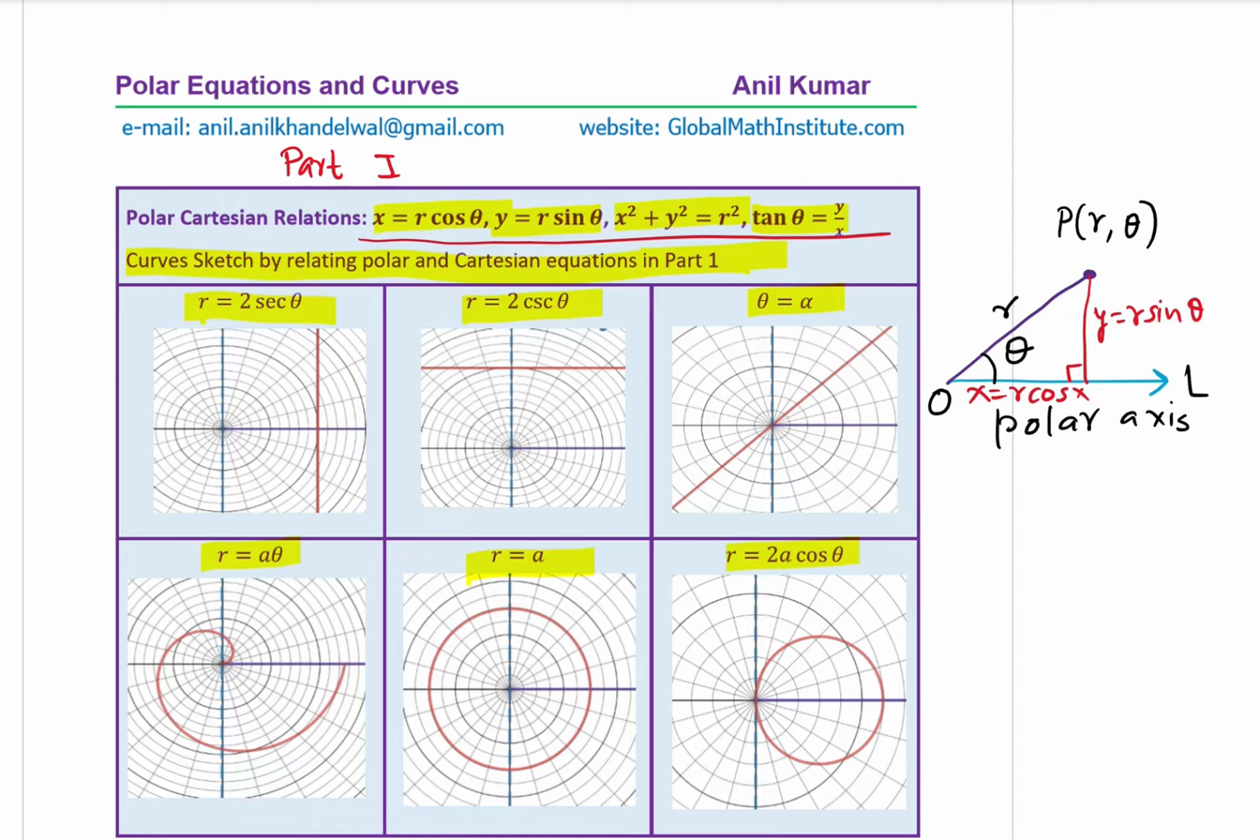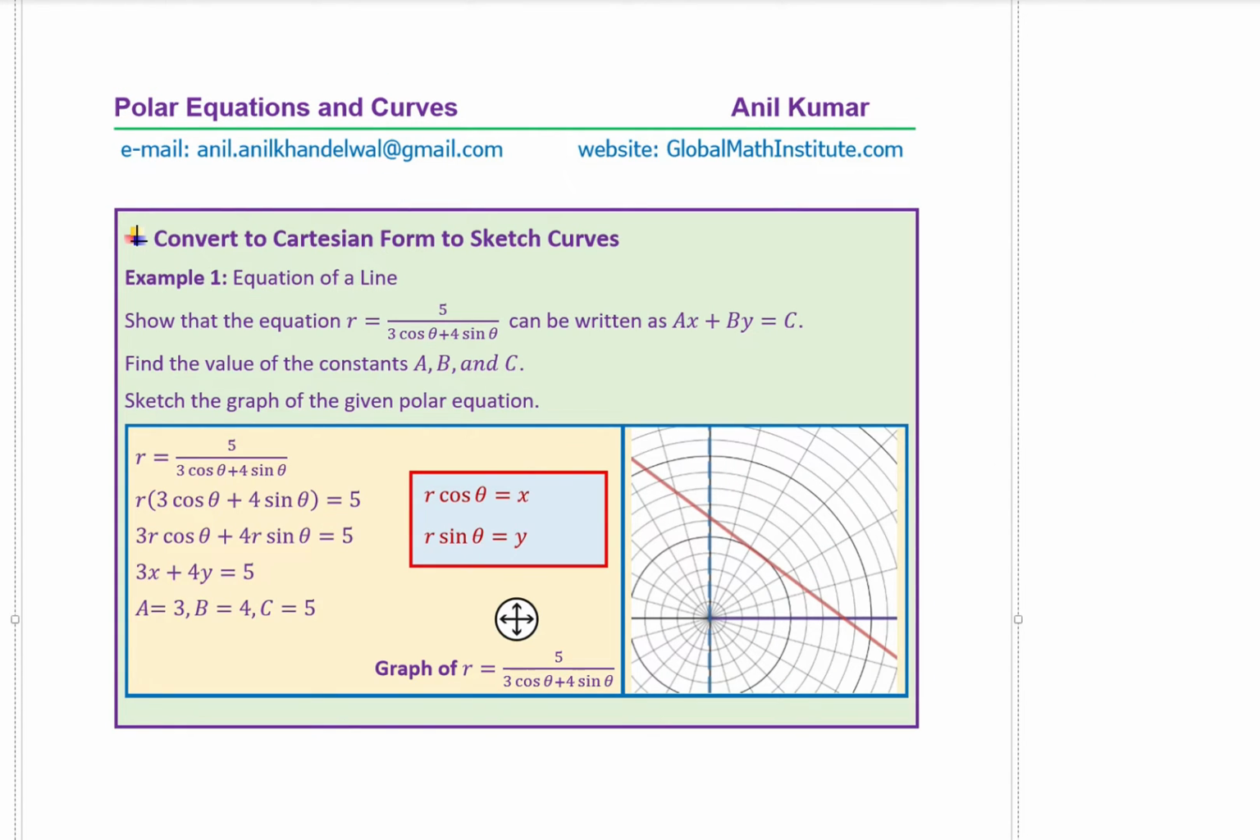Okay, now let's begin with the extension to part 1. First, we'll take up some equations. Example 1 is again looking into the equation of a line. Now this line is not a direct variation. It does not go through the origin, so it has some other y-intercept. The question here is, show that the equation r equals 5 over 3 cos theta plus 4 sin theta can be written in the form ax plus by plus c. Find the values of a, b, and c, and then sketch the graph. These are the three things which you have to do in this example.